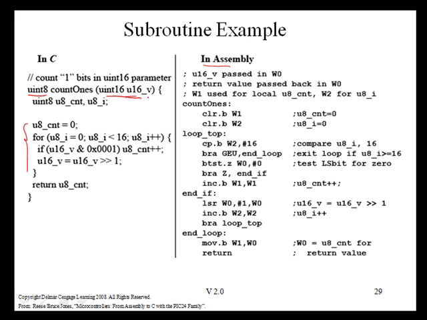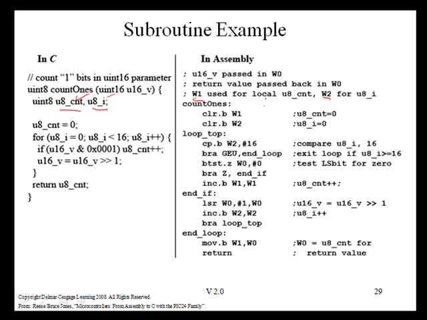As per our rules, this parameter right here is going to be passed in W0. The return value, this guy that we're returning here, is going to be returned in W0. We have 2 local variables here, this guy and this guy here. So we're going to say this local variable here is going to be assigned to W1, and this variable here is going to be assigned to W2. Recall that we do not have to preserve the values of W1 and W2 in the subroutine, because these are going to be caller saved via our rules.